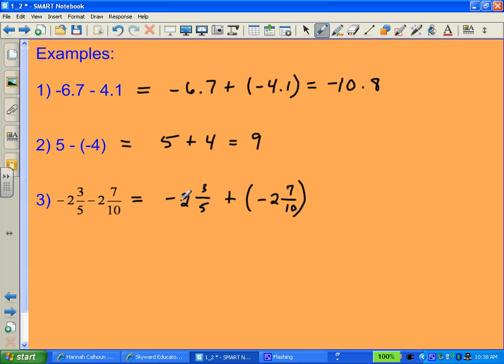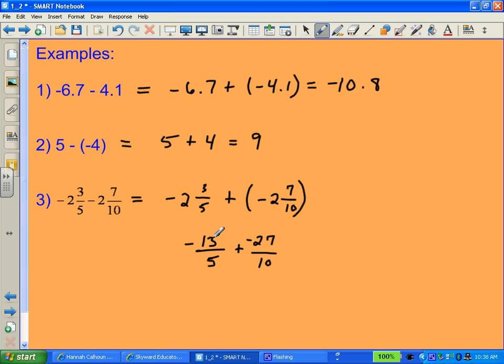Now, for me, I think it's easier to turn these into improper fractions. And hopefully you remember how to do that. You do 2 times 5 plus 3. So this is going to be negative 13/5 plus 2 times 10 is 20 plus 7 is 27, negative 27/10. So they have the same sign. I need to add them.